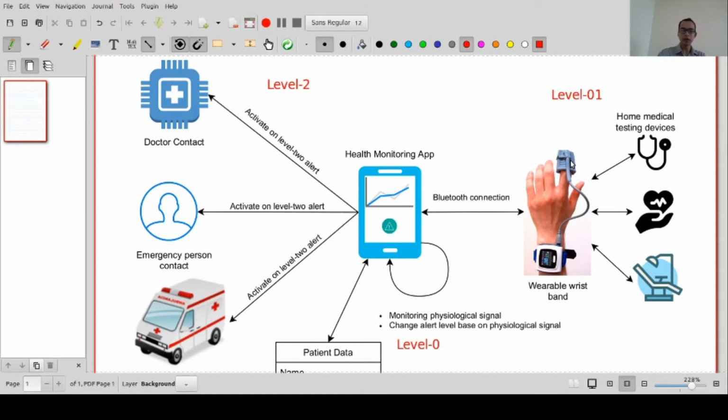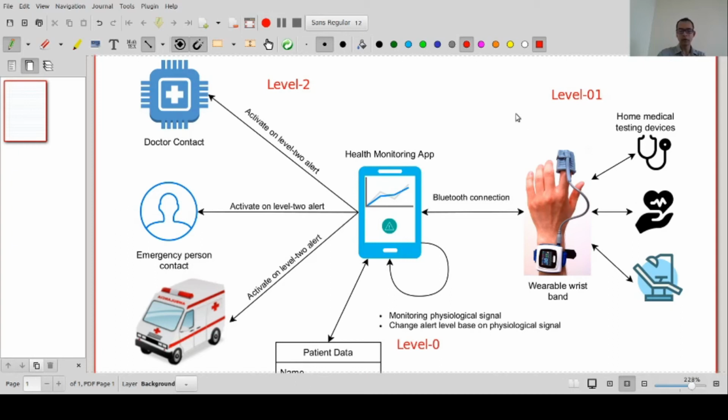From the software side, the software will run routinely on three levels. So at the lower level is level 0. The software will routinely check the monitoring of the physiological signal, which is the heart rate of the patient through the wristband here. So it will detect if there is an abnormality. Then the level 0 will shift to level 1.